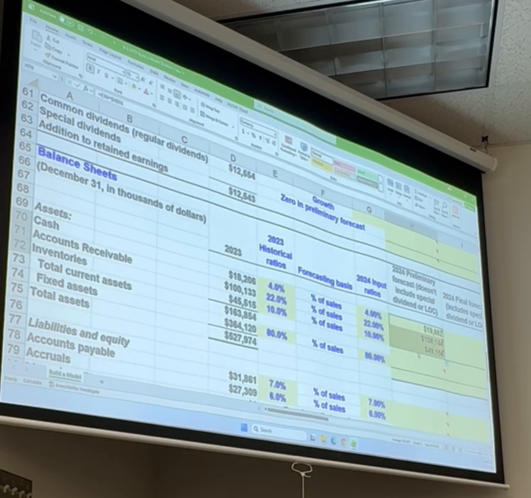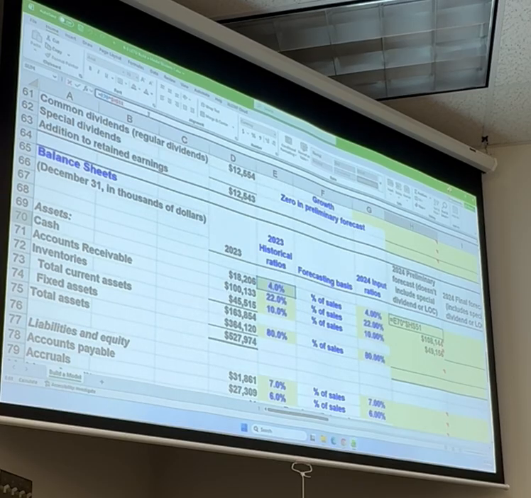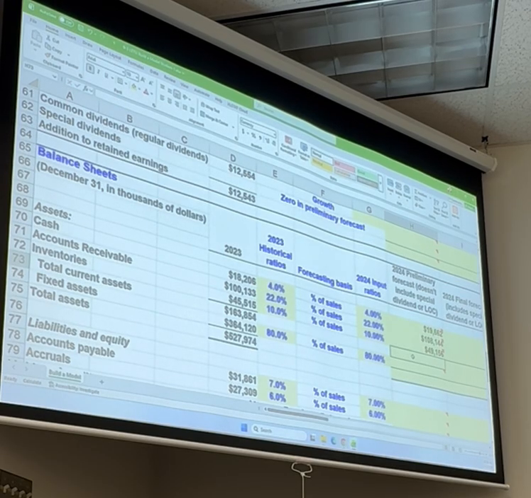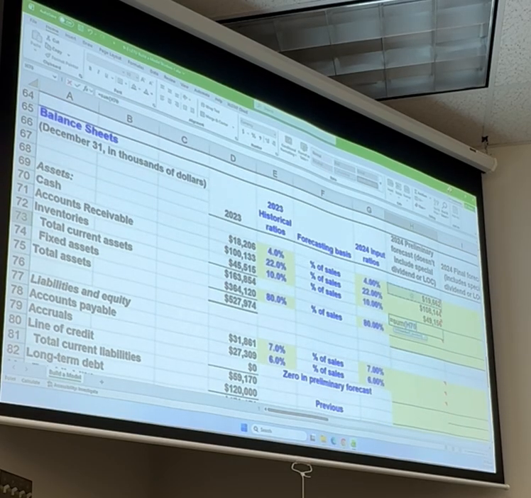Can you show the formula for that again? Yeah. That's equal to E70, which is the projected sales, times this 4%. Okay. And the same thing on the next two. That number's just going to be the sum.